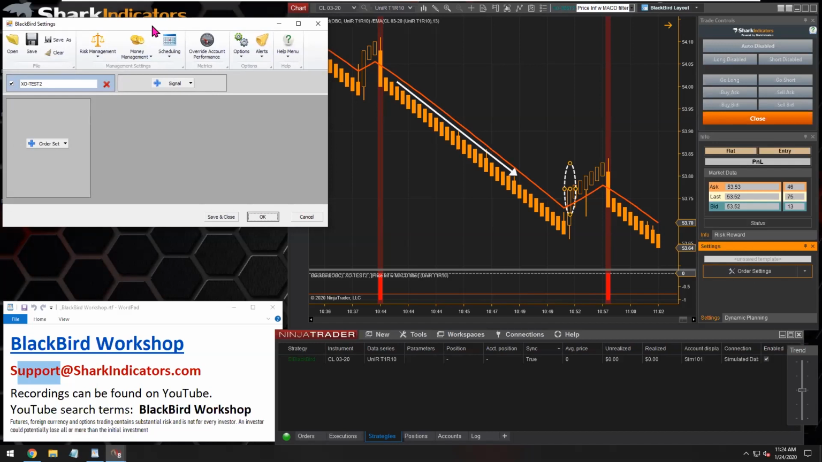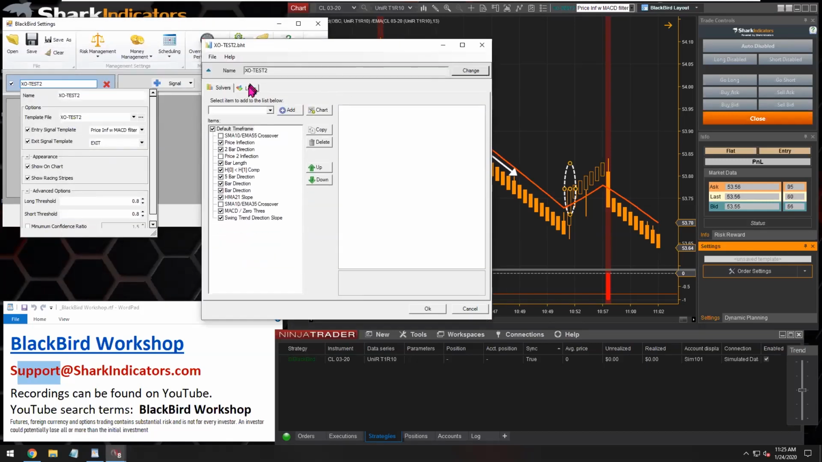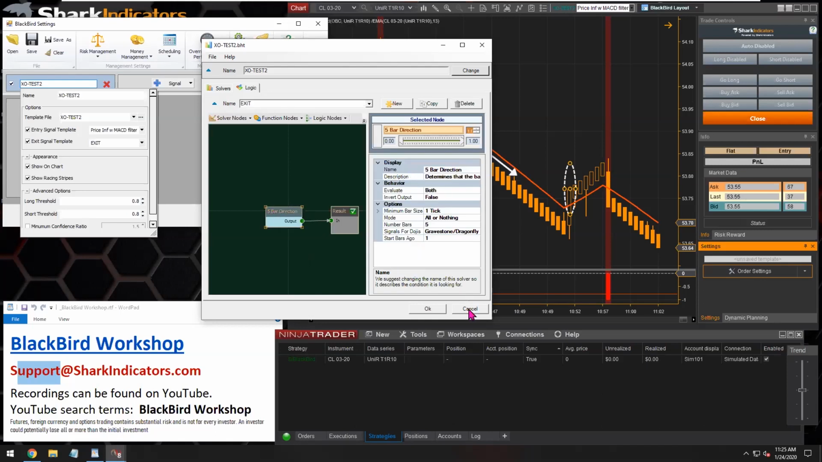David, the easiest thing to do would be to build this exit logic into a Bloodhound logic template. So the easiest way to approach this is to use an exit signal from your Bloodhound logic. And yeah, I've got one called exit, but I don't think it actually does anything. I think it's just there so I can use it as an example, but I don't think this exit actually has any logic in it. Let's find out here. Oh, there is something. It's just a 5-bar direction.